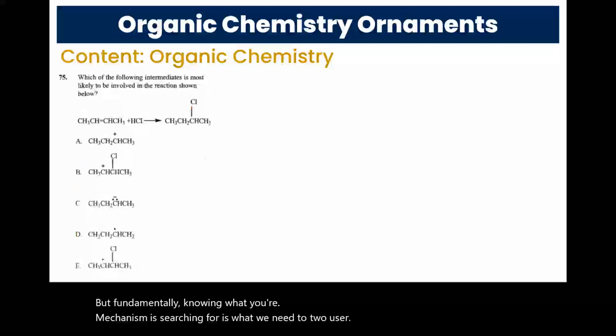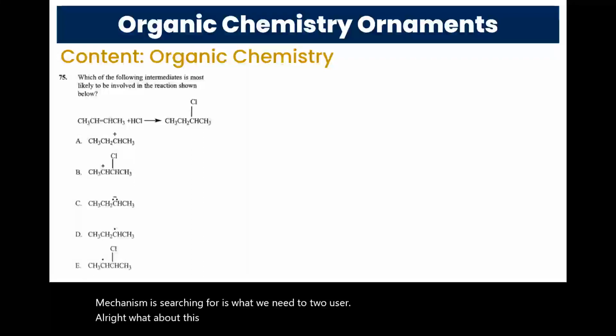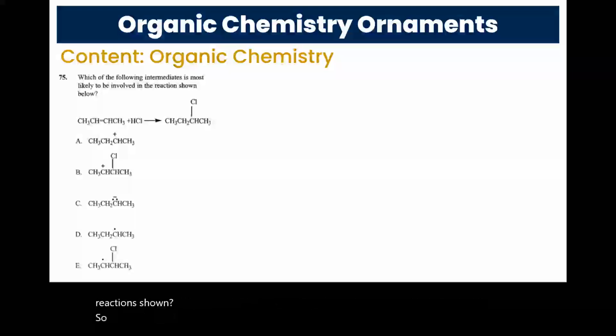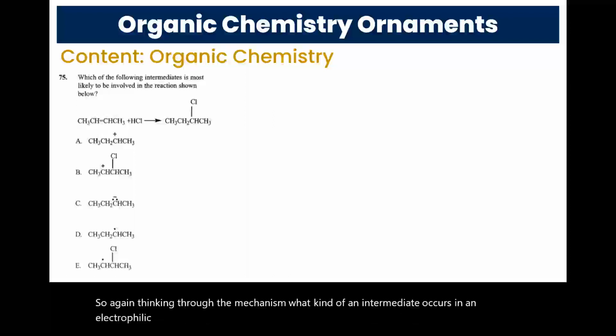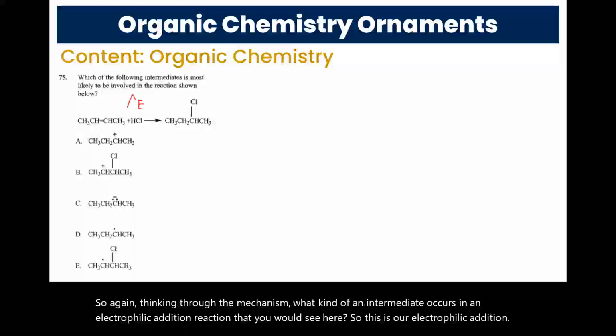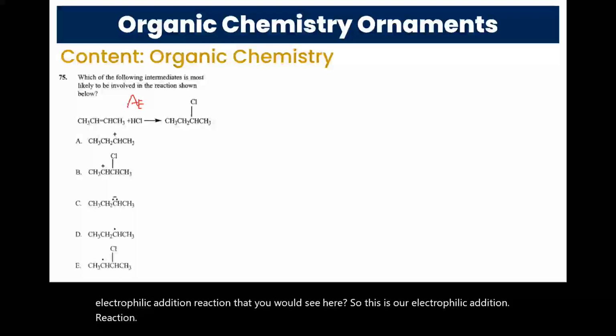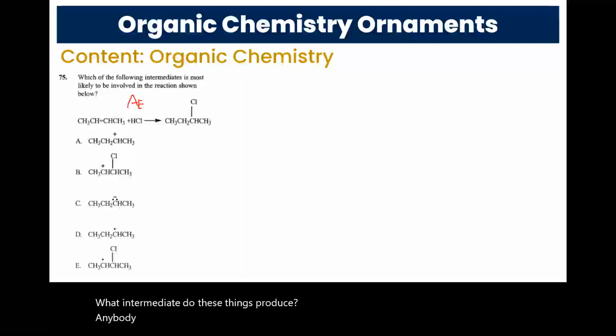All right. What about this one? Which of the following intermediates is most likely to be involved in the reaction shown? So again, thinking through the mechanism. What kind of an intermediate occurs in an electrophilic addition reaction that you would see here? So this is our electrophilic addition reaction. What intermediate do these things produce? Anybody remember? We've got two choices. It's either a cation or an anion.